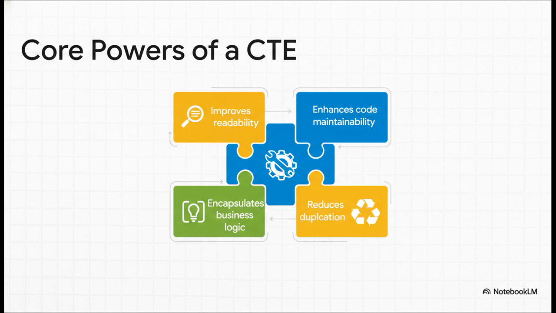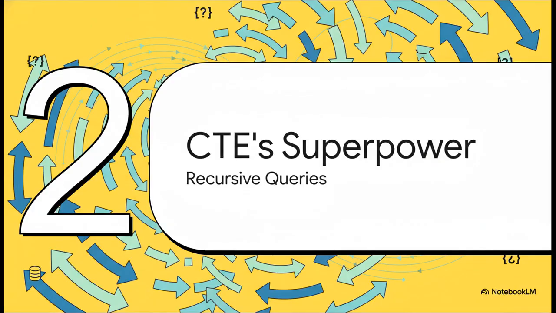Now, this is where it gets really powerful. These benefits, they all feed into each other. When you name and separate parts of your query, you're doing more than just making it pretty. You're actually creating these self-contained logical blocks. And that makes your code so much easier to debug, to maintain, and hey, even to reuse pieces of it later in the same query. Okay, but simplifying queries is just the beginning. CTEs have a superpower. They can do recursive queries, and that's something a standard subquery just can't touch. This one feature opens up a completely new world for what you can do in SQL.